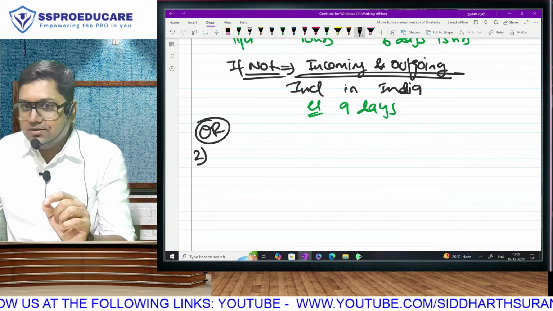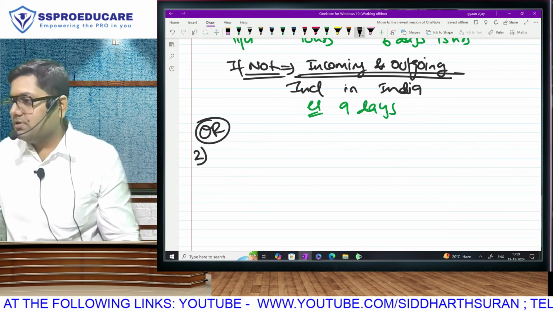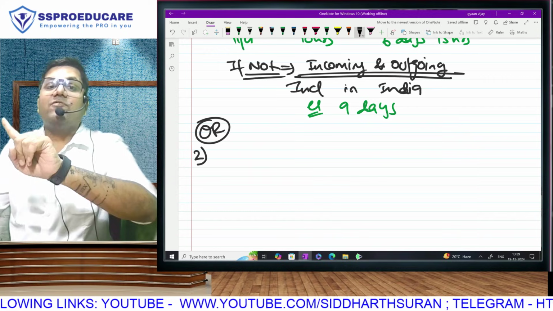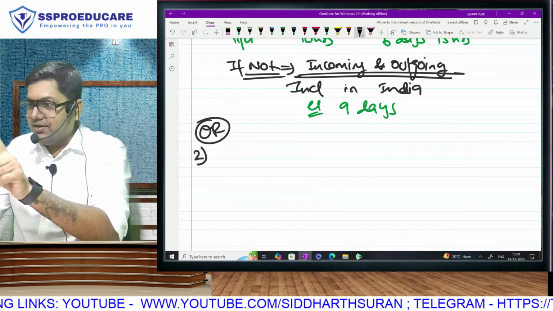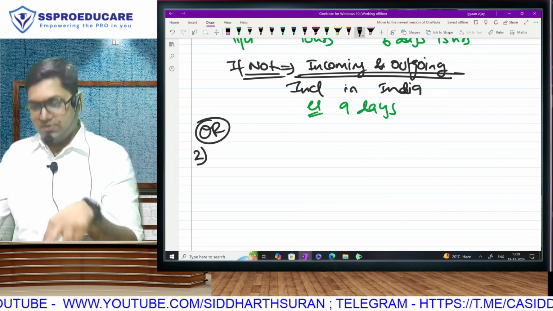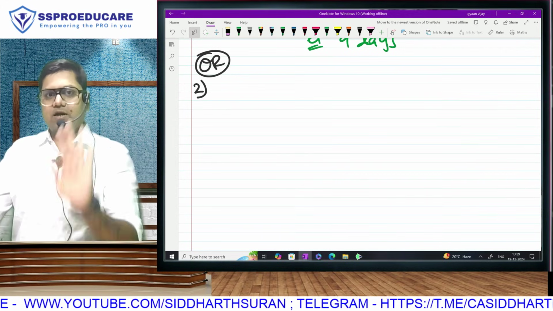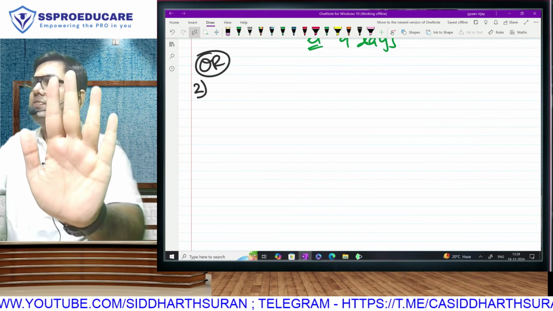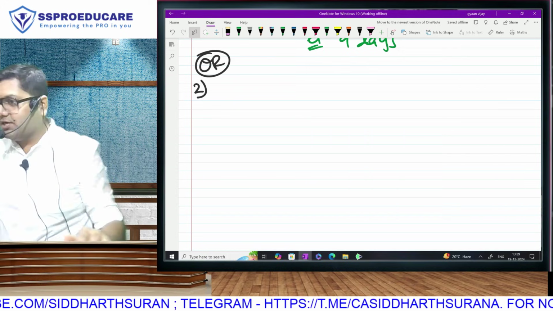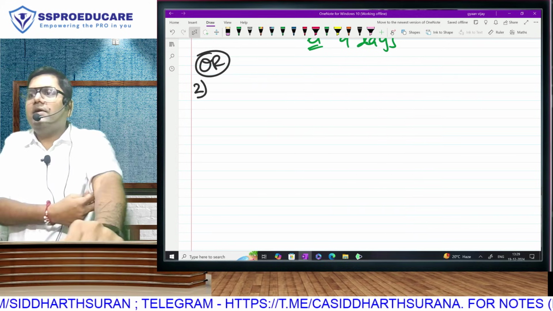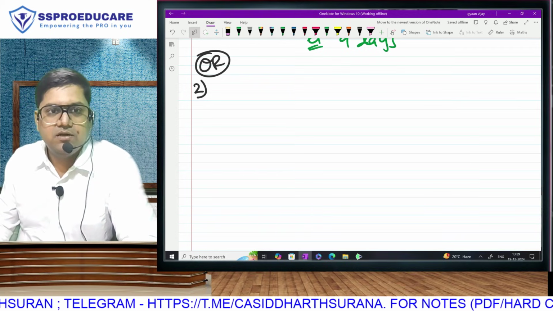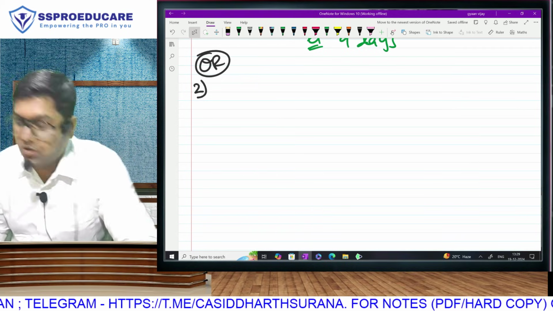Second condition of residential status of individual. Step number 1, resident, non-resident. If I don't spend 182, then condition 1 is dissatisfied. But I can still become resident with condition 2 or condition 3. Correct? So one thing is clear. Once you touch, you don't have to cross 182 days. You just have to touch. Once you touch 182 days, you are a resident. But if you don't touch 182 days, then condition 1 is dissatisfied. You can still become resident with condition 2 or condition 3.